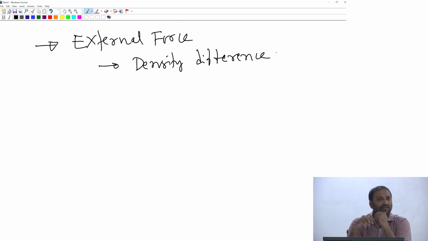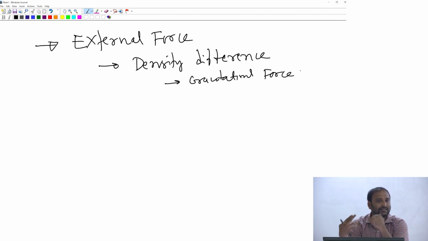Can you think of an external force where the density difference can be exploited to move the particle under consideration? Can you think of an example? Gravity, right? So the gravitational force is an example of a case where I can exploit the density difference to set a particle in a fluid to move.